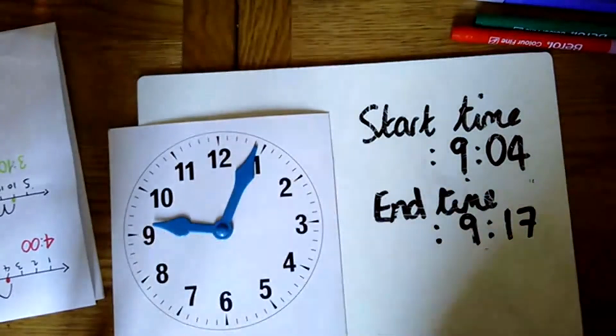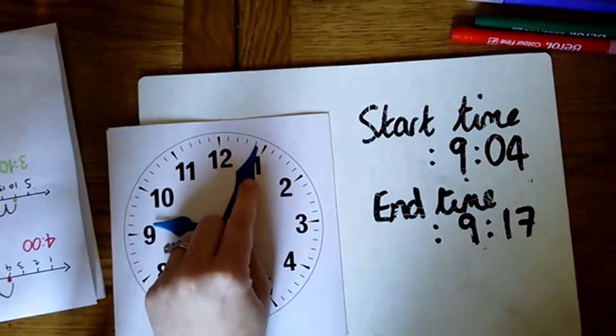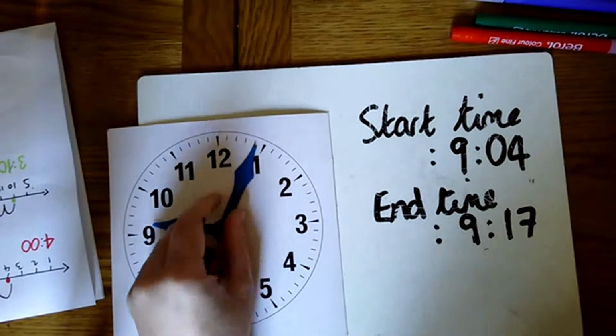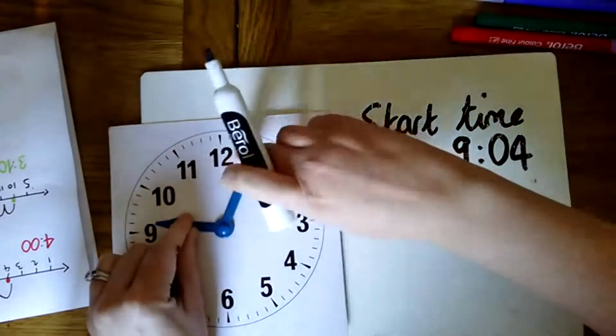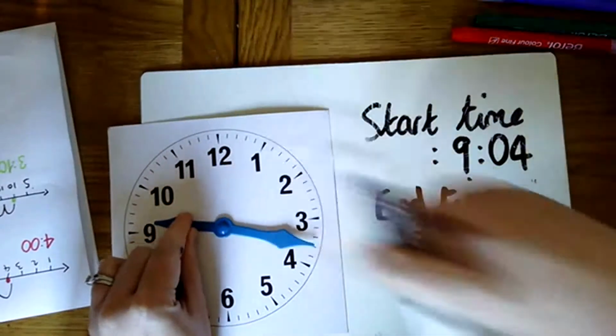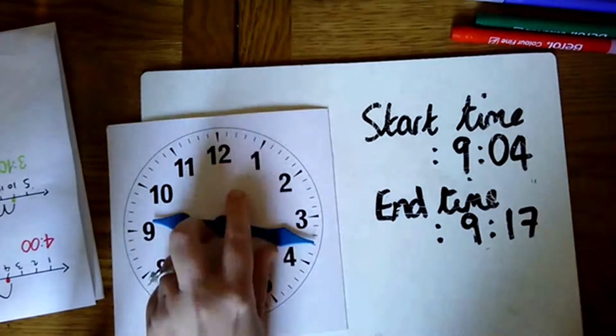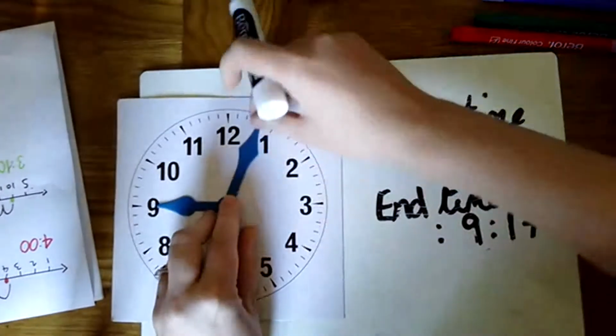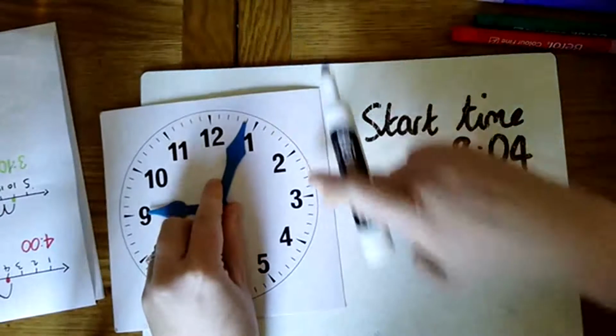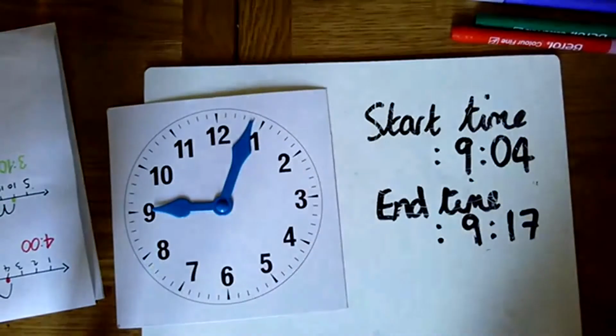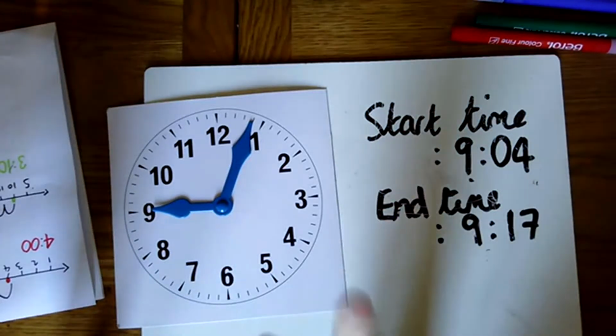The start time is 9:04. I have 9:04 here on my clock, and my end time is going to be 9:17. So 17 minutes past 9. Because these are not our 5-minute intervals, we can't use our rule of counting on 5 to get the answer. We can use some different strategies.